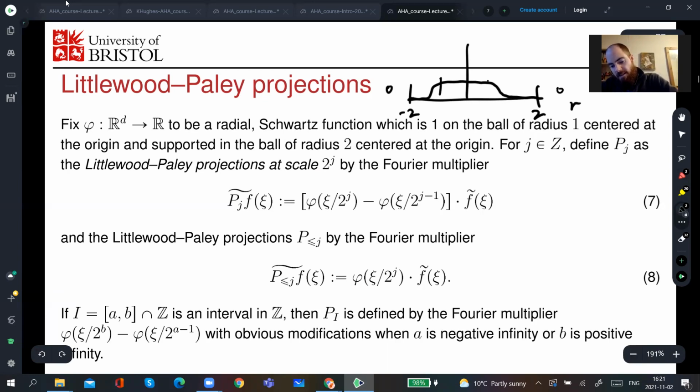And then at 1, it's 1 up until 1 in that symmetric range. And then in between it's C infinity, and it attenuates to 0 as you get towards 2. Let's assume it's monotonically decreasing. I didn't say that before, but I also want monotonically decreasing.